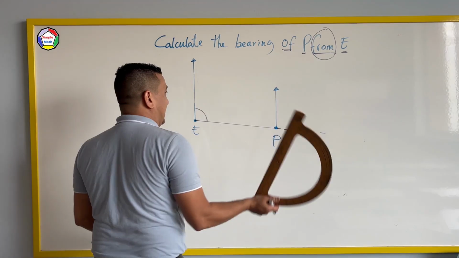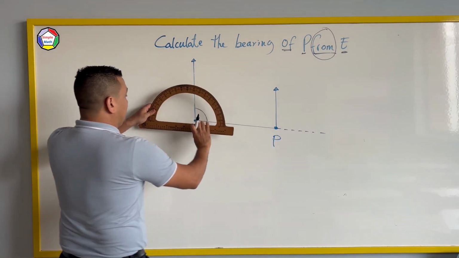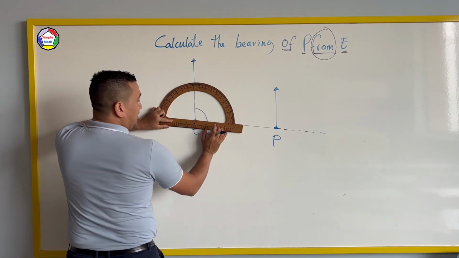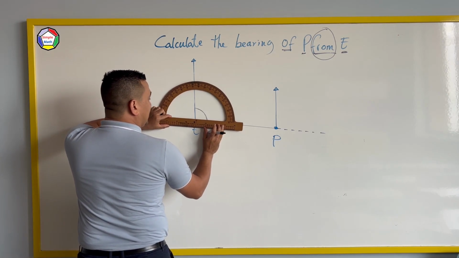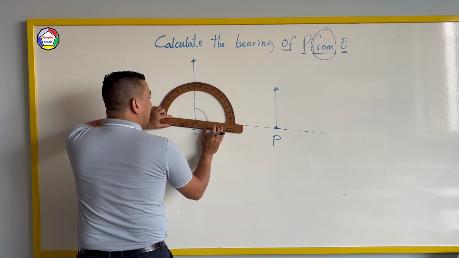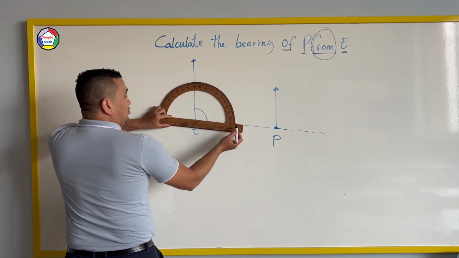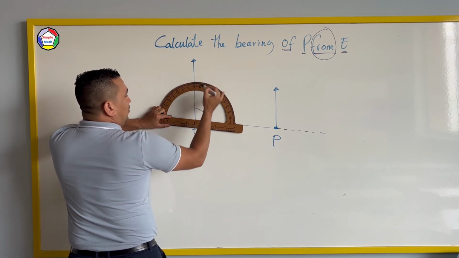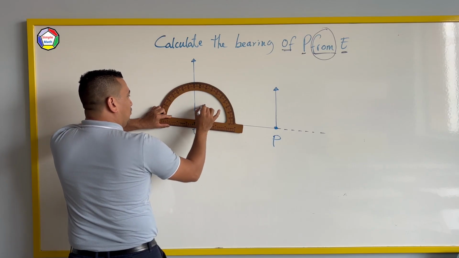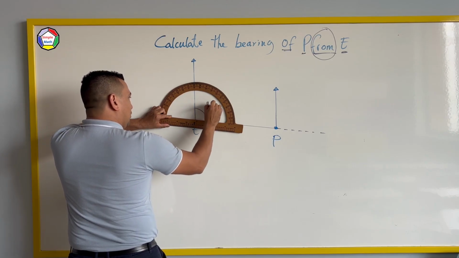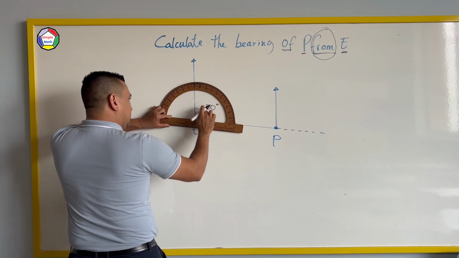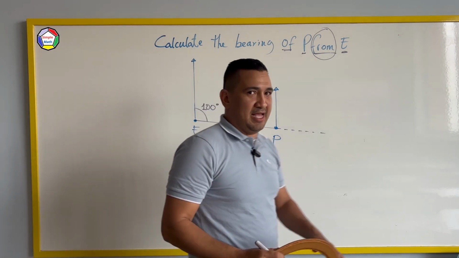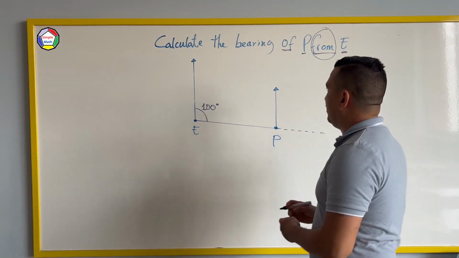Now it's time to measure the angle. How do we measure? We take a protractor and then we measure. We locate the protractor like this. Try to keep it in the center. And then we read the angle, from 0 to 100. So this angle measurement is 100 degrees. And that's the answer, the bearing of the exercise.